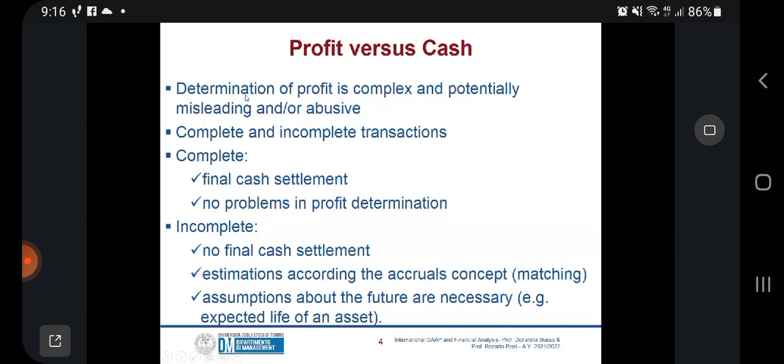Complete are those transactions that have finalized cash settlement. That means for which we have already paid or received money. And there are no problems in profit determination regarding complete transactions. Whereas incomplete transactions are those that are not related to final cash settlement. For example, you have taken an advance from your customer and you will provide this customer services and products later, but you will receive, of course, the second installment of the payment later from this customer. Also, incomplete transactions are the various estimations according to the accruals concept.